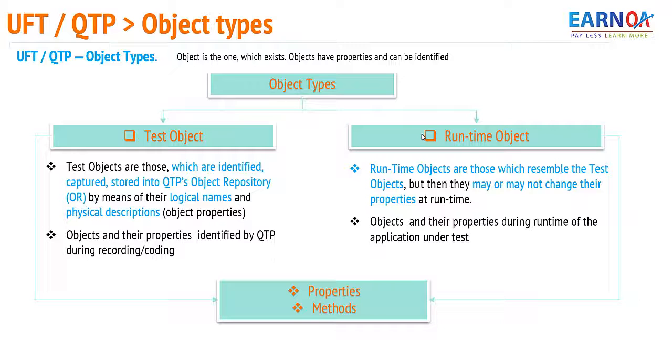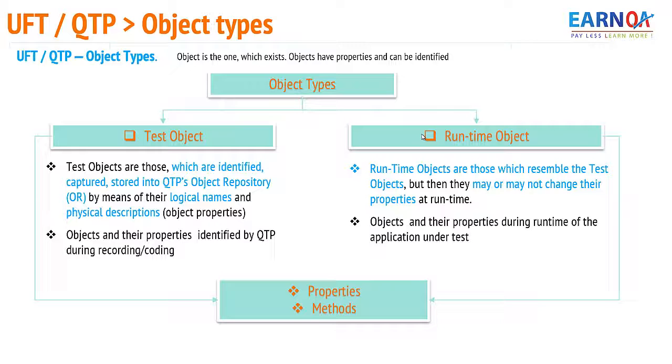When we talk about the object repository, I will explain in detail in a practical session what a logical name is and what the physical descriptions are. But at this point of time, it stores the objects with their properties. Test objects by default are captured either by recording, or we can manually add them during coding time.